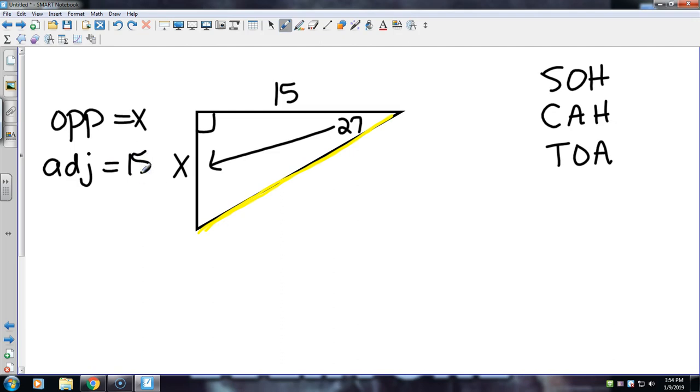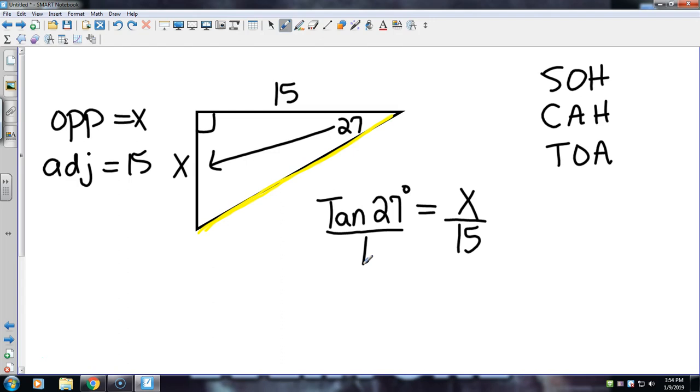So which one of those uses opposite over adjacent? That's going to be tangent. So we are going to take the tangent of 27. I'm going to go ahead and put a degrees on there. And that's equal to opposite over adjacent. So our opposite is x. Our adjacent is 15. And what does this look like to you? It's kind of the beginnings of a ratio and a proportion. So we're going to solidify it into being a proportion by making that a fraction.